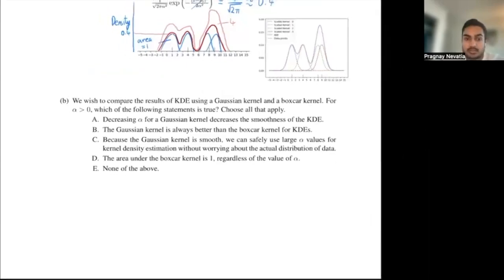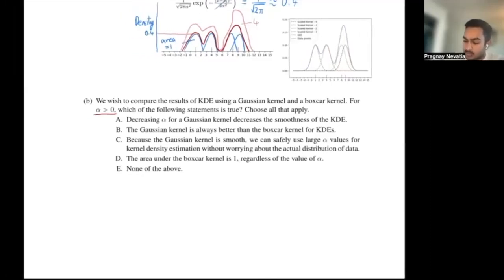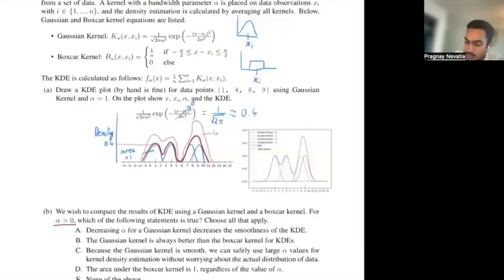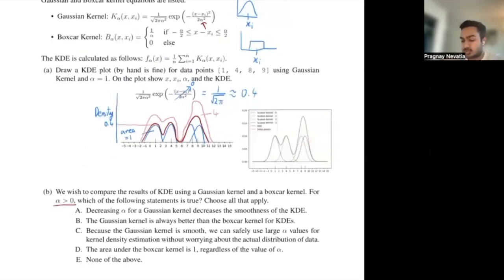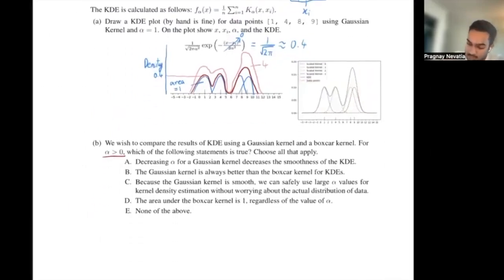for alpha greater than 0. I'll just go one by one, because it's a select-all-that-apply question. For the first part, decreasing alpha for a Gaussian kernel decreases the smoothness of the KDE. So this is true. I'll tell you why. If you look at the Gaussian kernel formula again, alpha is similar to the idea of standard deviation. So the higher the alpha, the higher the standard deviation. So you could think of two distributions over here. This is the highest standard deviation.